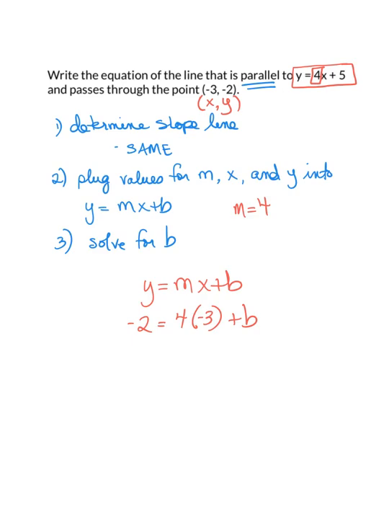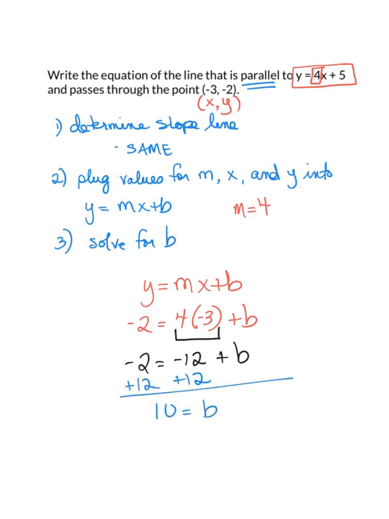Now, when I'm solving for b, remember we're going to follow our rules for solving equations, just like if it was x. So I'm going to first multiply my m and my x. So I get a -12 plus b. And then my final step to isolate b, or get b by itself, is I'm going to add 12 to both sides. So b equals a positive 10.